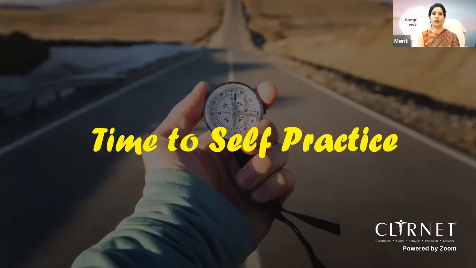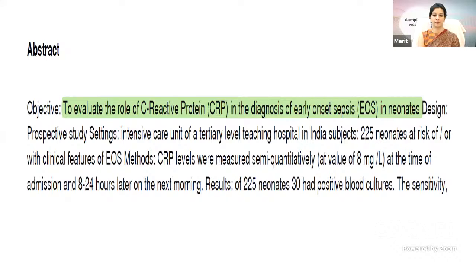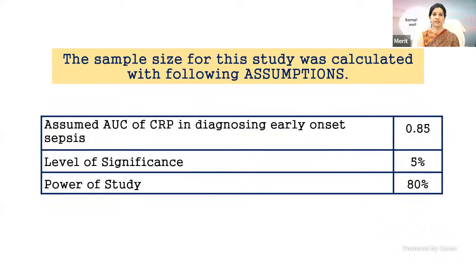So now it's your time for practice. For you, this is one example: the role of C-reactive protein in early onset neonatal sepsis. In this case, this is the input for you. The assumed area under the curve for CRP is 0.85, 5% is the level of significance, and the power of the study is 80%. So all of you please calculate.